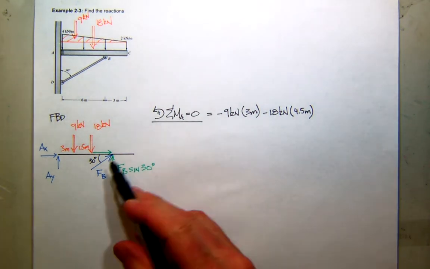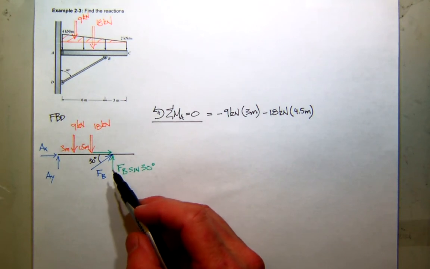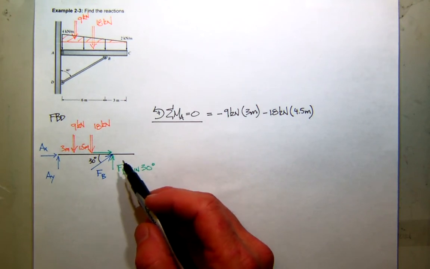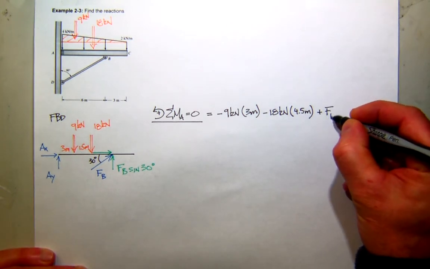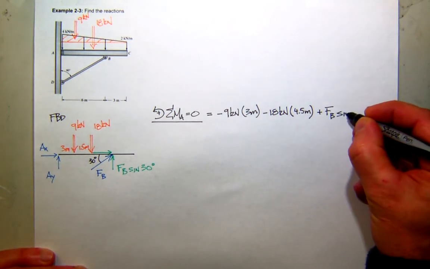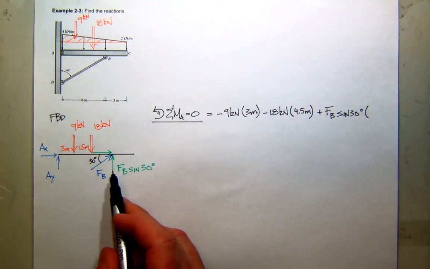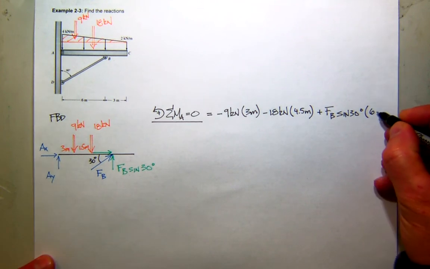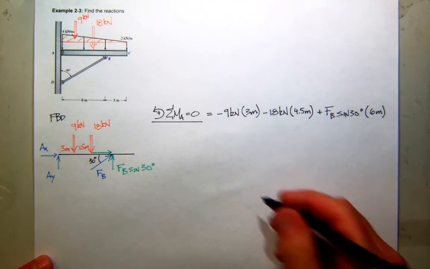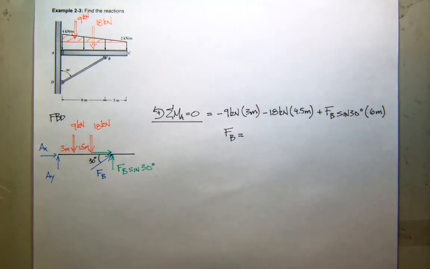So I'm going to add that effect to my sum of moments equation. So this vertical component is going to create what kind of moment about A? Positive or negative? Positive. So that'll be plus that vertical component, FB sine 30. And what's the moment arm? What's the distance from B to A? 6 meters. So we should be able to solve for the force at B. It looks like it's going to be positive.